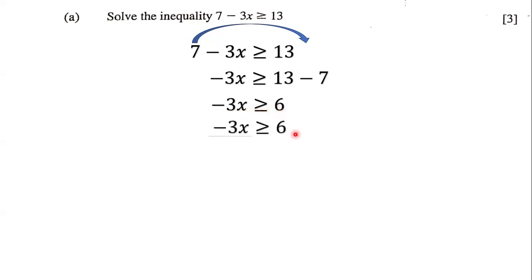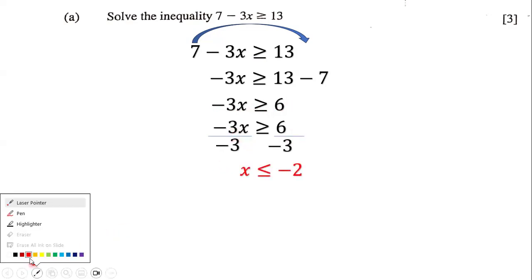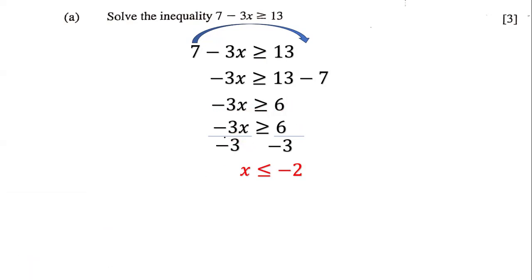Next, we divide both sides of the inequality by negative 3. So this negative 3 on this side is going to cancel out. So we cancel this negative 3 with this negative 3. So those two cancel, and on the left-hand side, we are left with x. And on the right-hand side, we have 6 divided by negative 3, and 6 divided by negative 3 is negative 2. And so what we have is x is less than or equal to negative 2.